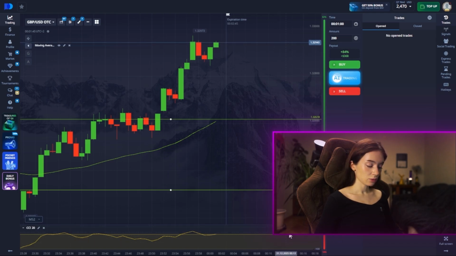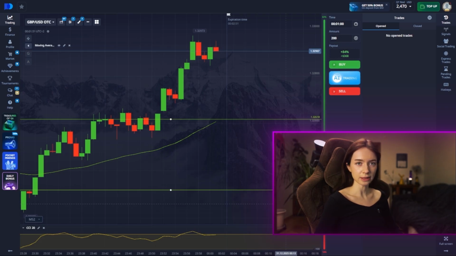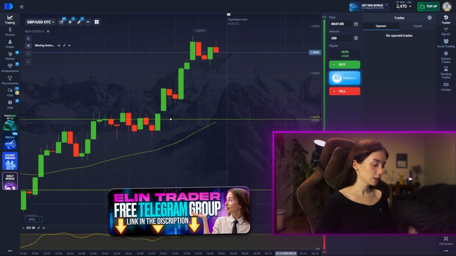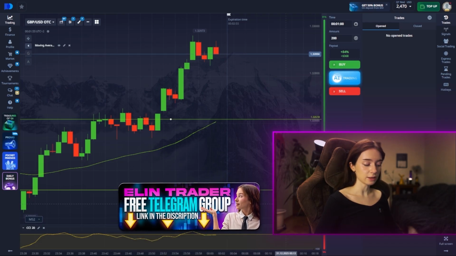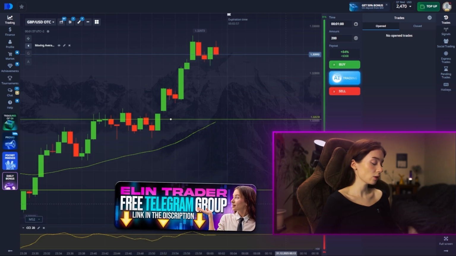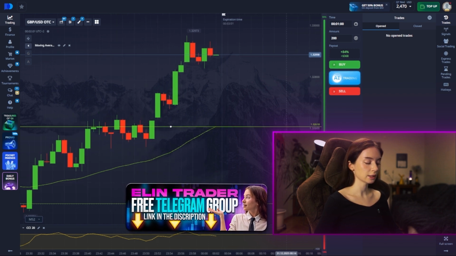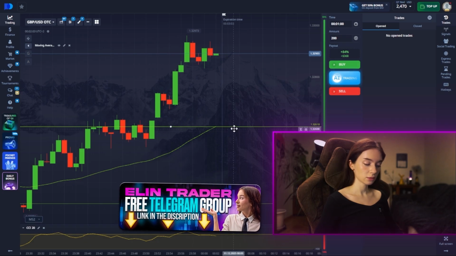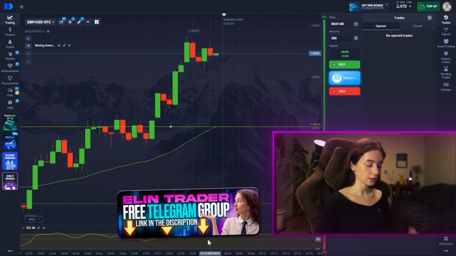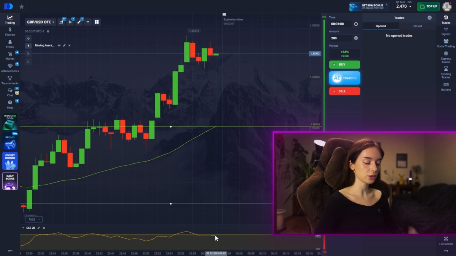Right now it's around 100. Important: CCI above 100 doesn't mean sell immediately. It means the market accelerated. Along the trend, CCI often helps enter after a pullback. But for now, we don't have a pullback and the CCI is around the 100 level. We are not relying on it at this moment.